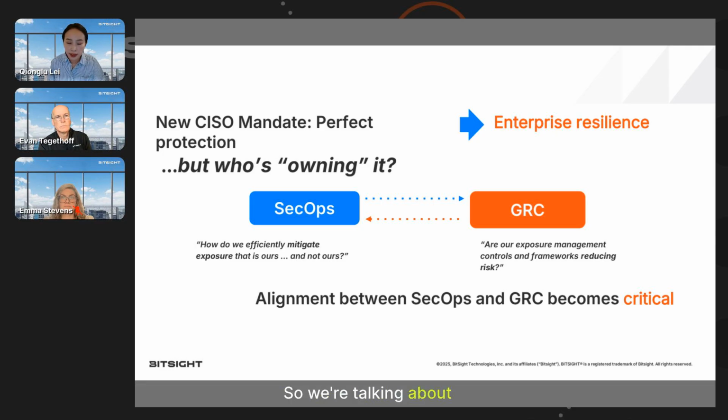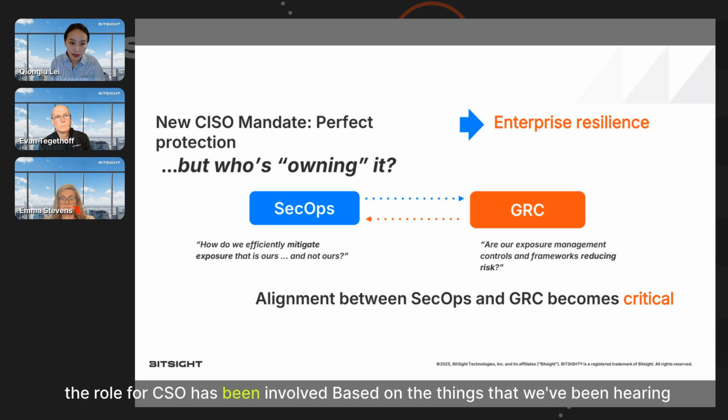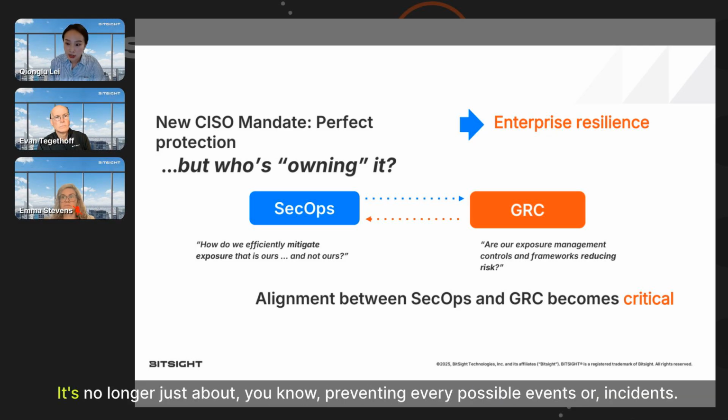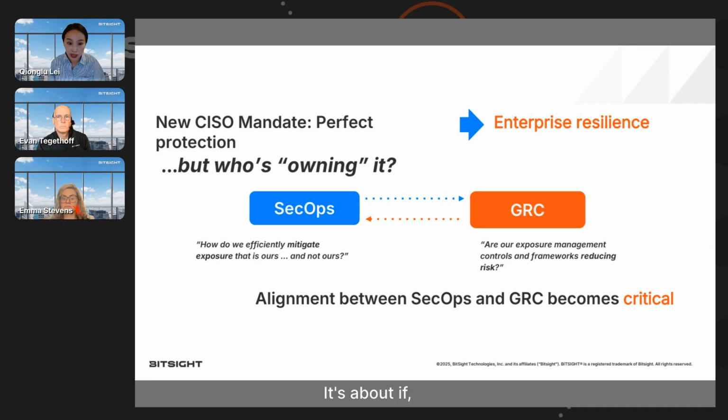So we're talking about the new mandate for CISOs. This is about how the role of the CISO has evolved, based on the things that we've been hearing from our customers, as well as some of the analyst relations conversations we've been having. This is the common theme. It's no longer just about preventing every possible event or incident. It's about, if an incident happens, can you recover fast? Can you identify the problem, take action, and recover fast?